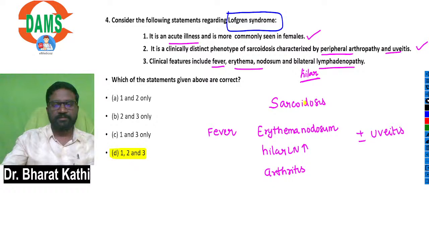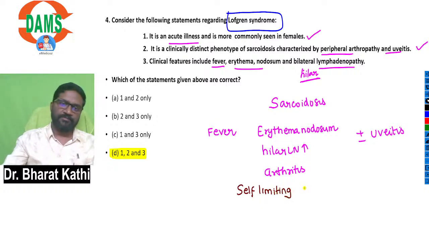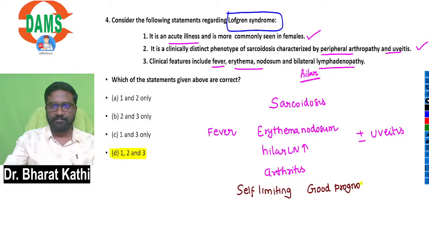By definition, in most of the standard books, Lofgren syndrome means erythema nodosum, hilar lymph node enlargement, arthritis. It can have fever, it can have uveitis, and extra edge, this is a self-limiting condition, a form of sarcoidosis, and generally good prognosis. Whenever I say self-limiting, mostly it should have good prognosis.